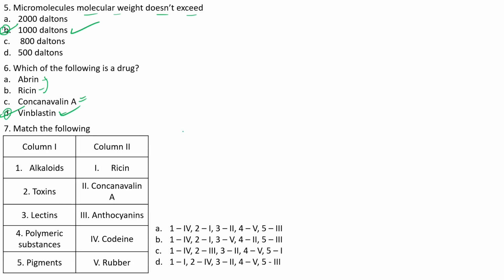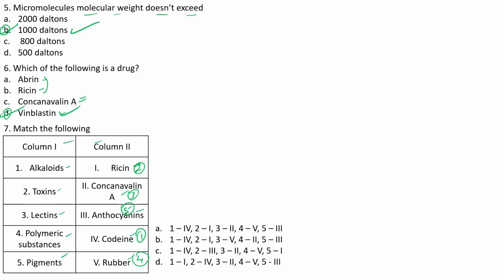Match the following. So the column 1 and column 2. Let us look into column 1. We have alkaloids, toxins, lectins, and polymeric substances and pigments. In column 2 we have ricin, concanavalin A, anthocyanins, codeine, and rubber. For pigments, we know anthocyanins, so fifth will come over here. Polymeric substances, we have rubber, so fourth will come here. Lectins, concanavalin A, so third number. Toxins, we know it is ricin, so 2 will come. Alkaloids, that is codeine. Morphine and codeine are called alkaloids, and hence 1 will come over here.